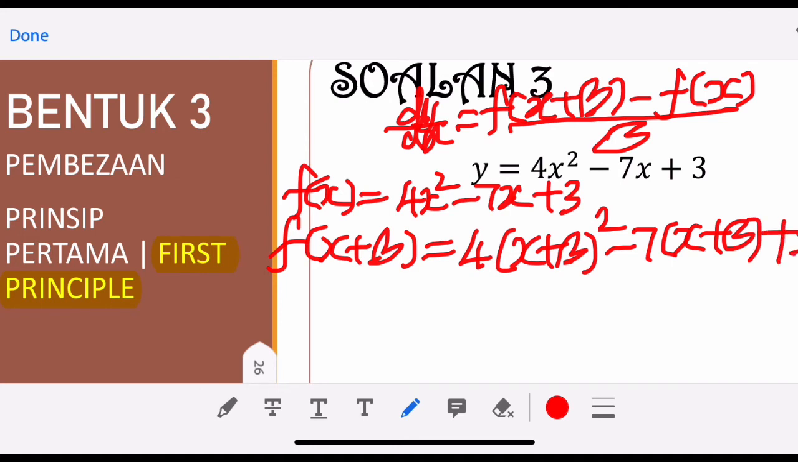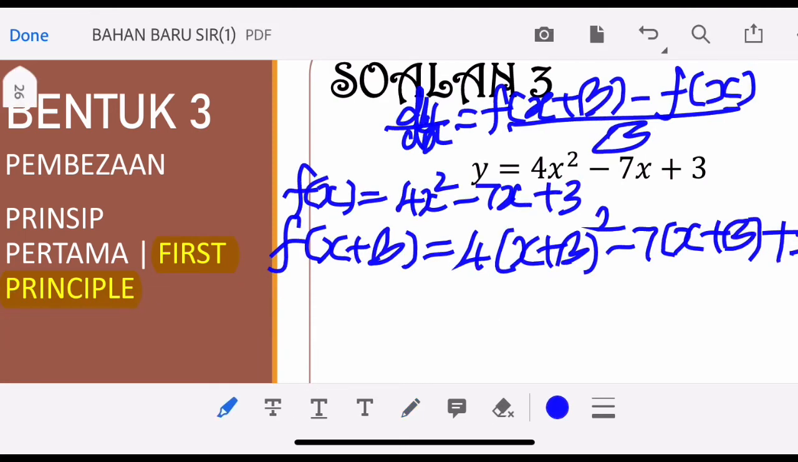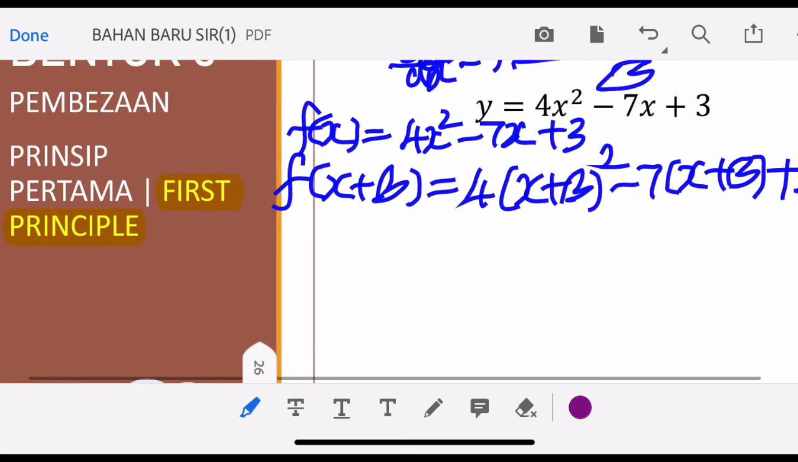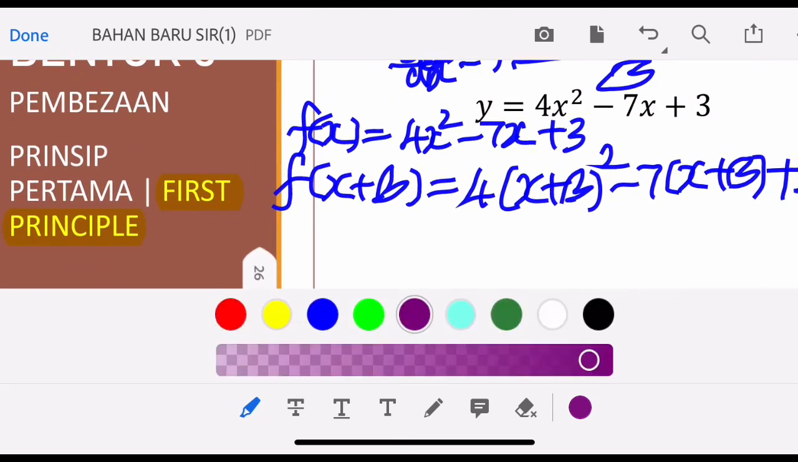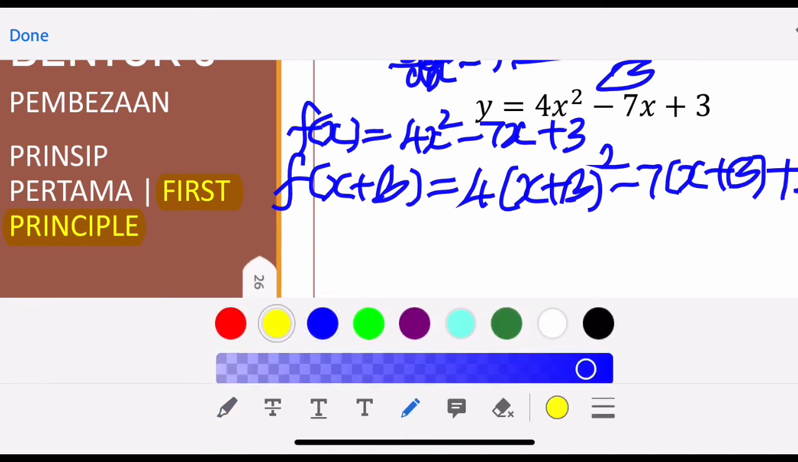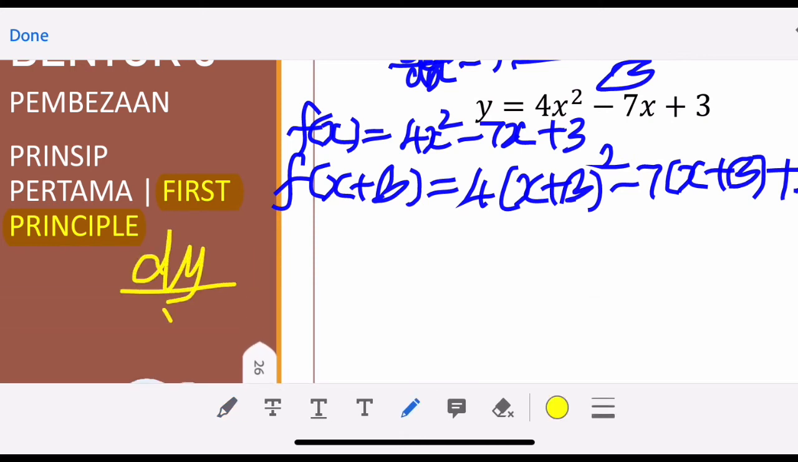Then you expand carefully, alright? Make sure you expand carefully. Now we need to expand carefully and simplify, and then we divide by the lobshape. Now let's do it carefully. We need to be very, very careful when it comes to so many terms, right? Okay, so dy/dx is equal to, now I'm going to expand.